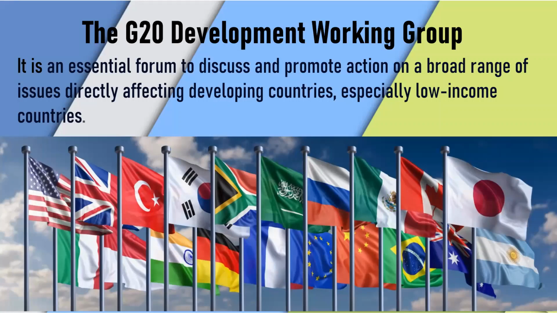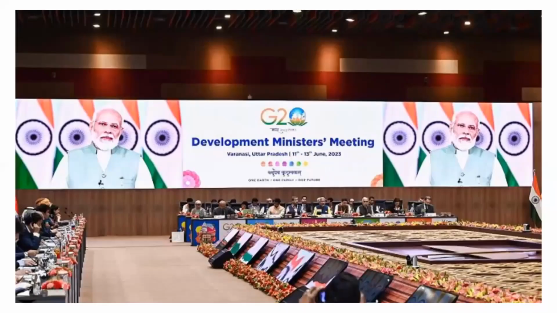The Development Working Group meeting held in Mumbai focused on data for development, role of G20 in advancing the 2030 agenda, infusing new life in green development, and accelerating progress on the Sustainable Development Goals. The second Development Working Group meeting was held on 6th April 2023 in Kerala, the third on 8th May 2023 in Goa, and the fourth in Varanasi, Uttar Pradesh from 11th to 13th June 2023.